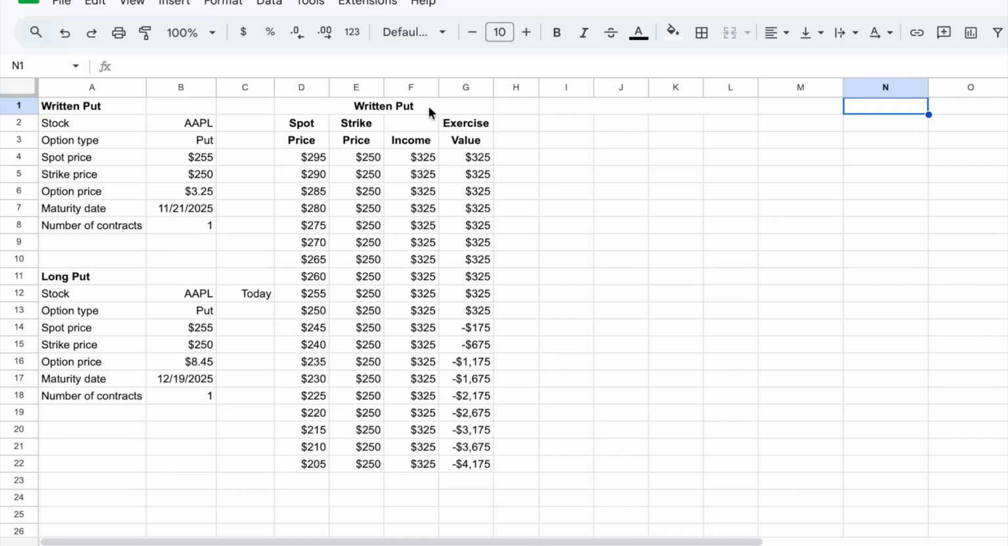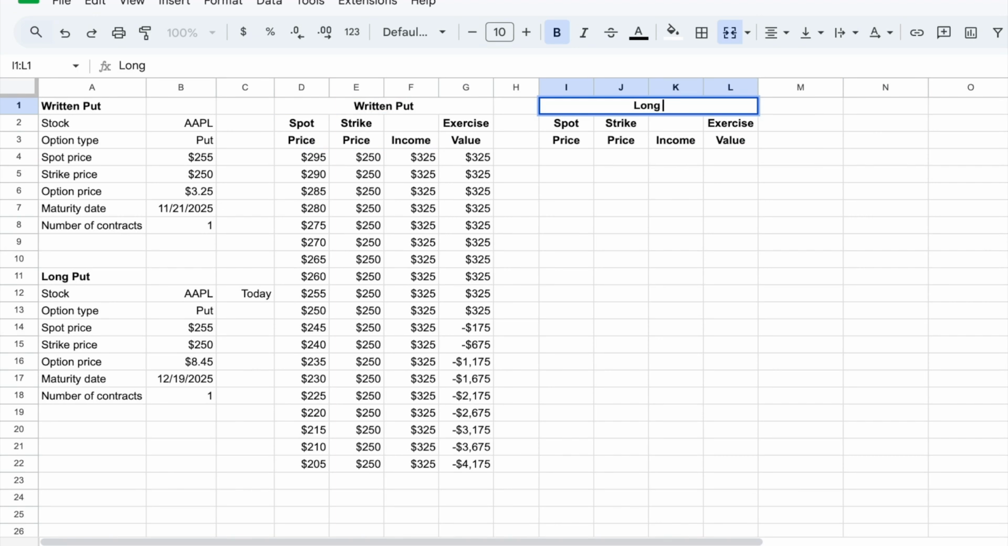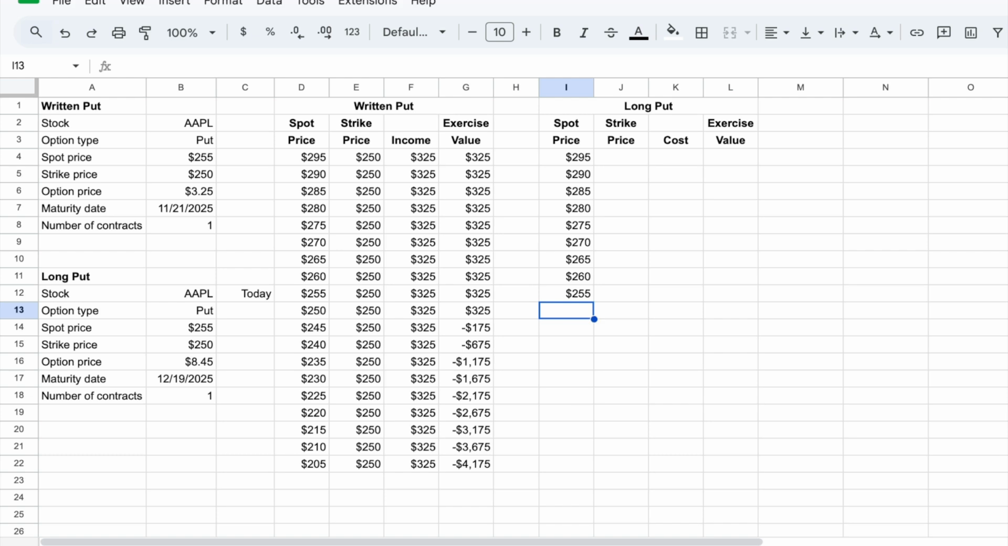Let's create a scenario analysis for the long put option. This long put option has a longer term maturity. When the shorter term written put option expires, this longer term long put option will still have time to expiration. We calculate the exercise value. However, it is irrelevant for our purposes today. What we need is the value of this long put option at the time when the written put option expires.